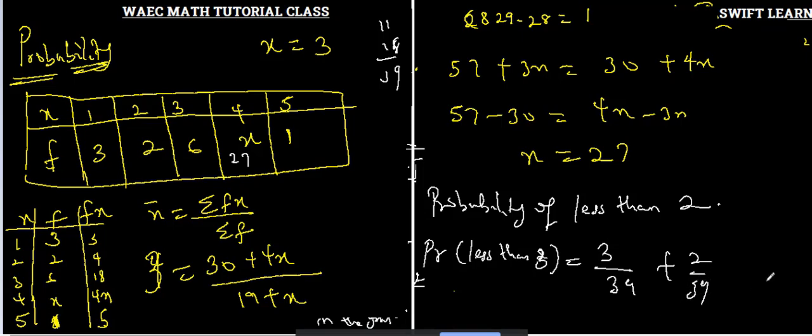5 over 39. If they ask what is the probability of people getting 4 marks in the exam, the same steps you are going to take. The frequency for 4 marks is 27. Probability of someone getting 4, x equals 4, will be 27 over 39. Don't make the mistake of using the x. You have to use the frequency. Are you with me? So that's all I want to point out.